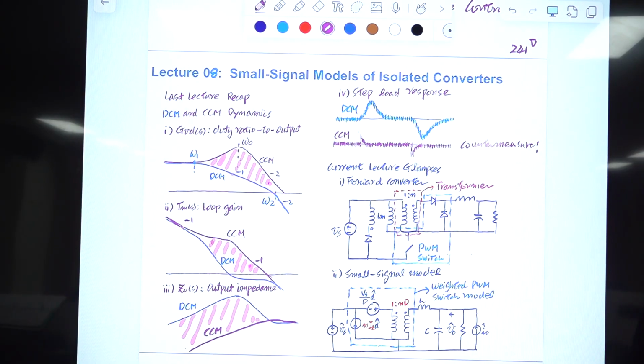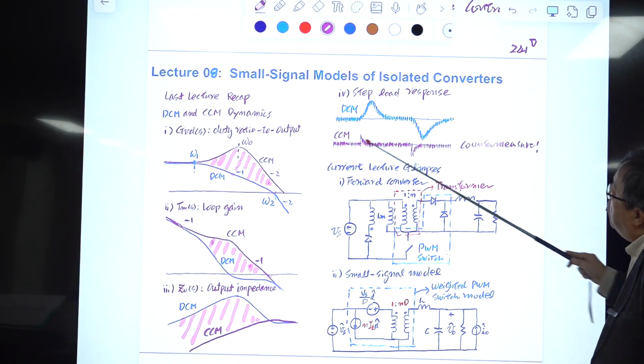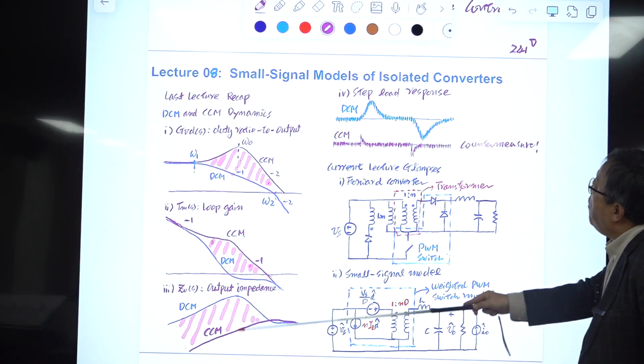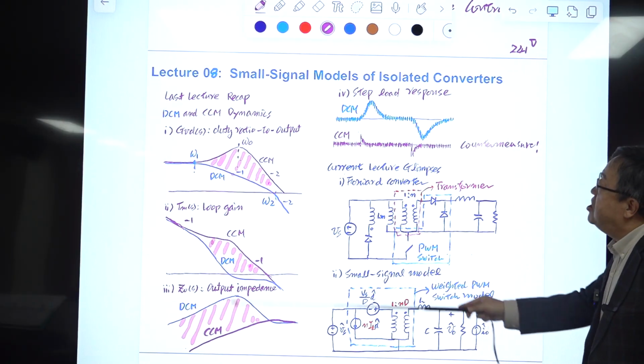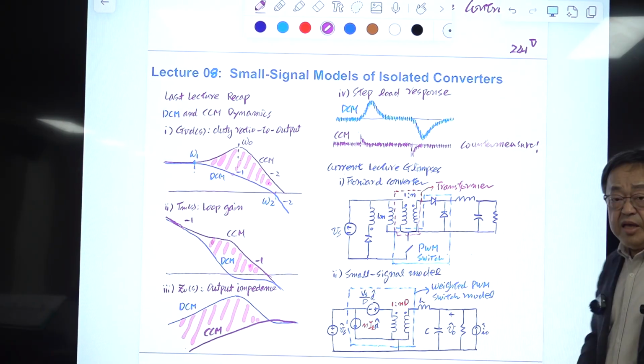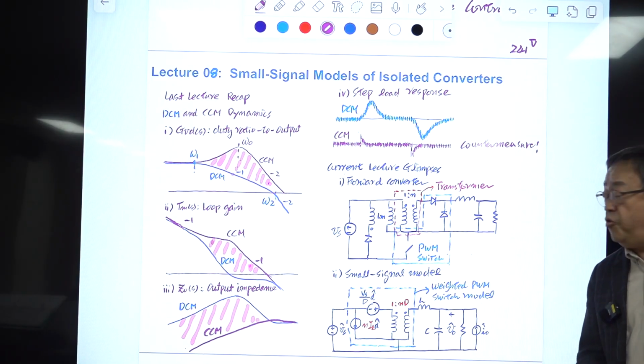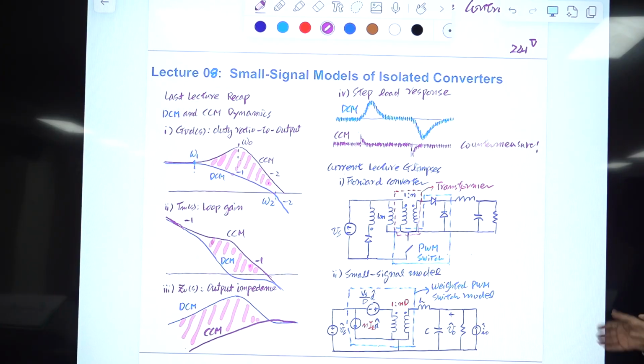As I said, our interest was the non-isolated converter in the CCM or DCM, and only with the voltage mode control. Now we need to extend that result to isolated converters. So this is one example. This is the forward converter.